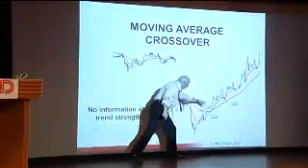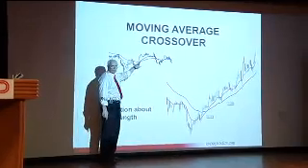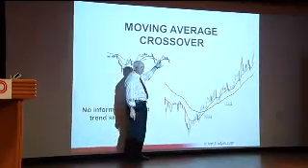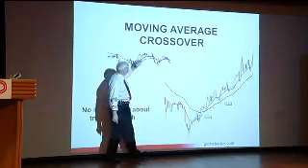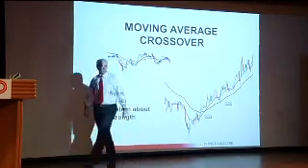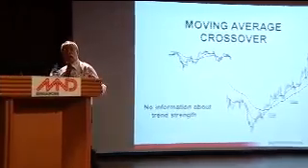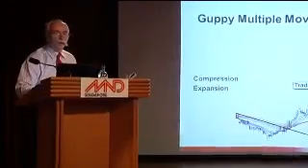Here's a moving average crossover. That's successful. What about this one? Didn't work. This one didn't work. So how do we know the difference between this one and this one? To do that, what we have to do is understand some of the structure of the market.